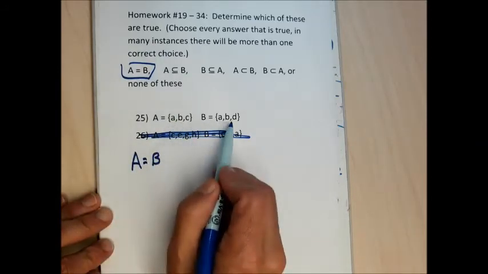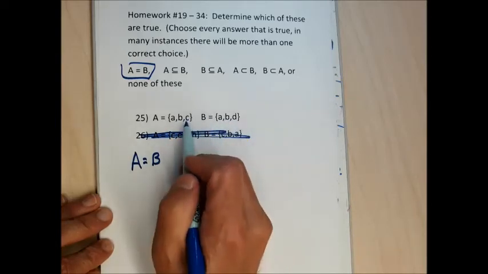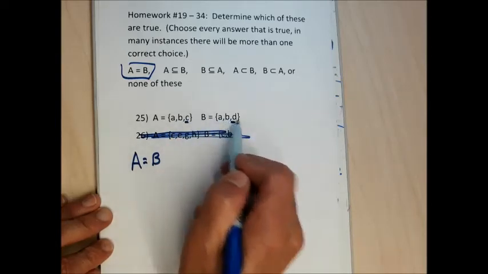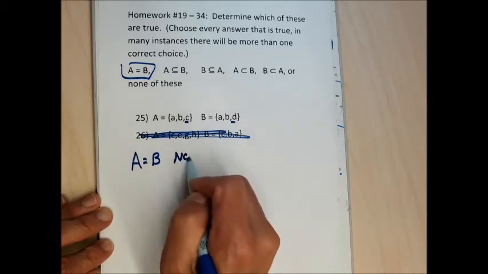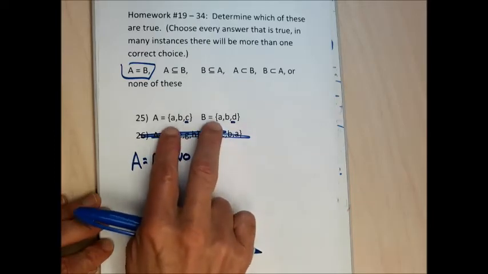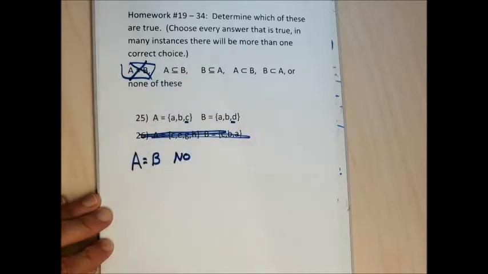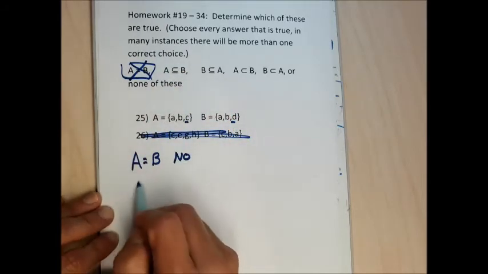They have exactly the same elements. No, they don't have exactly the same elements. I'm going to say no, because A has a C in it and B has a D in it. So that's not true, because to be equal, you have to have exactly the same elements. They don't have the same three elements. They have A and B in common, but they don't have D. So that's no good. Move on to A being a subset of B.